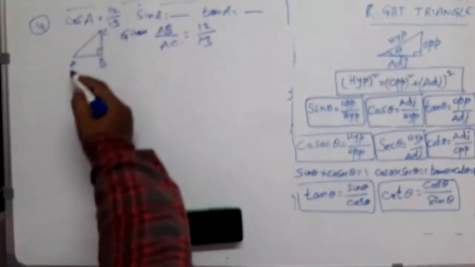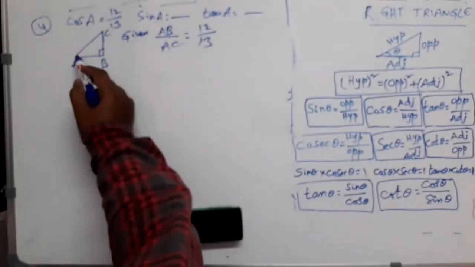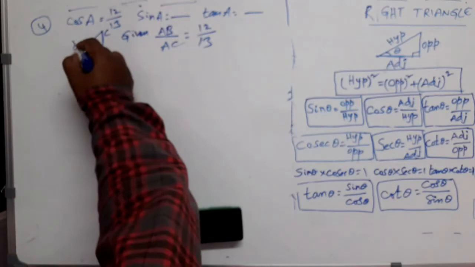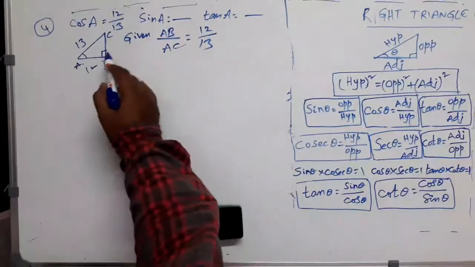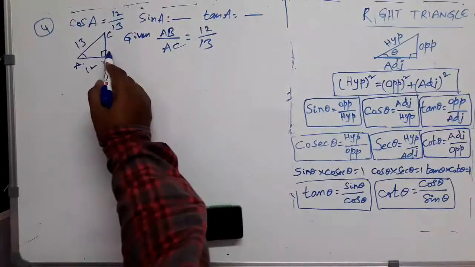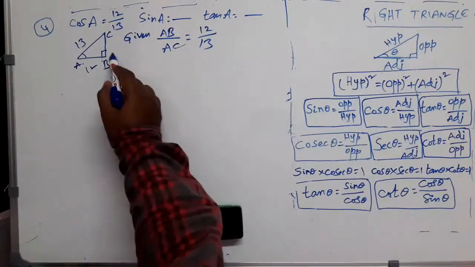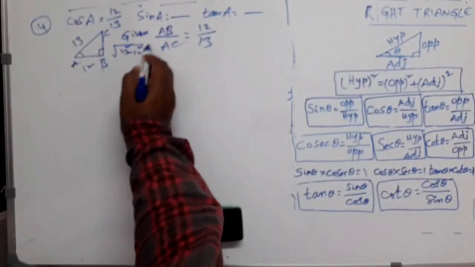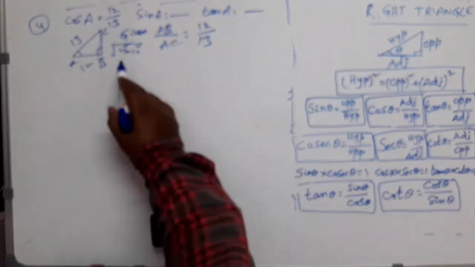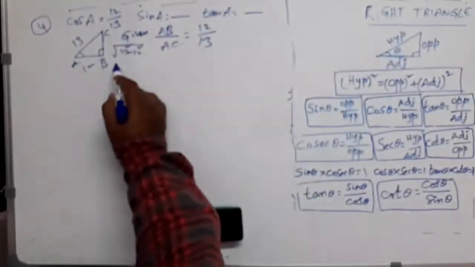Cos A is cos theta, adjacent side over hypotenuse. So for this angle A, this is adjacent, this is hypotenuse. So this is 12, this is 13. Anyway, I can find the value of the other side using Pythagoras theorem. Hypotenuse square is side square plus side square. So the remaining side is root of hypotenuse square minus this side square. So 13 square minus 12 square. This is 169 minus 144. That is 25. Root 25 is 5.